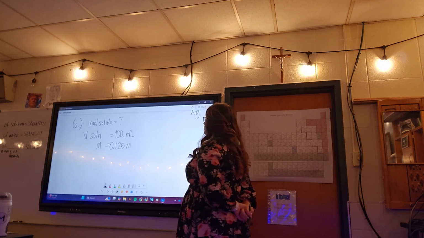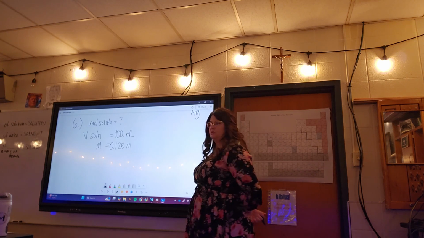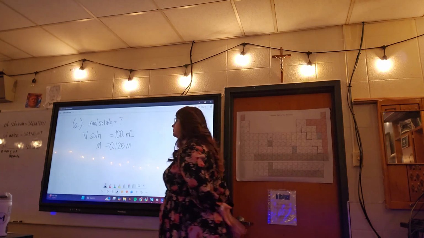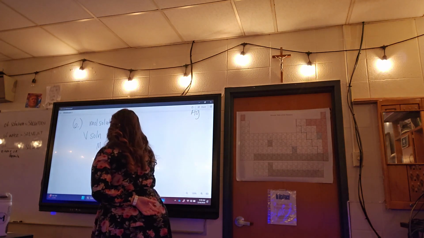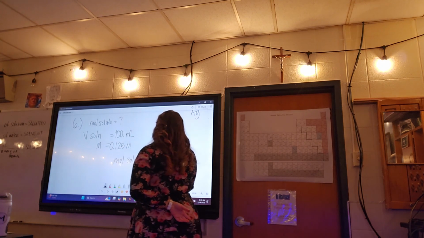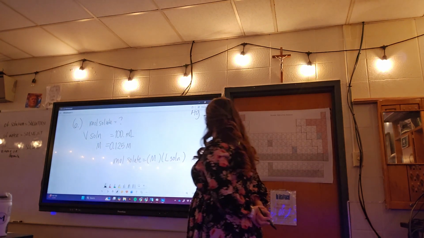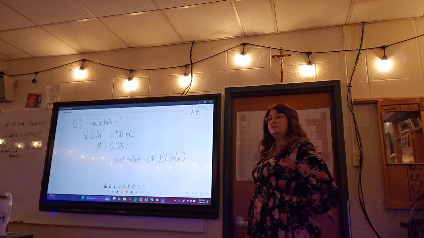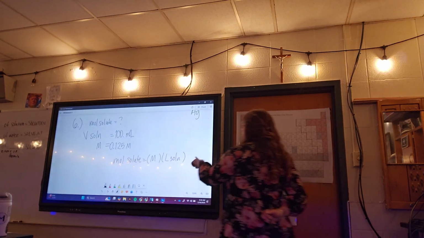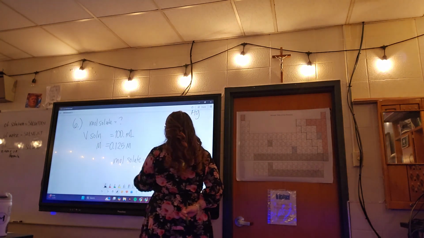Okay, so what formula should we use? Let's write that down first. What formula should we use? Mason? Mole solute equals molarity times liters of solution. Perfect. M times L. Okay. So I got this from my purple sheet, and now I'm going to put my values, my numbers, into this formula.